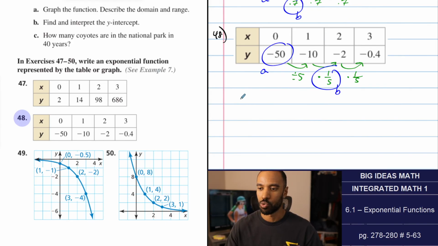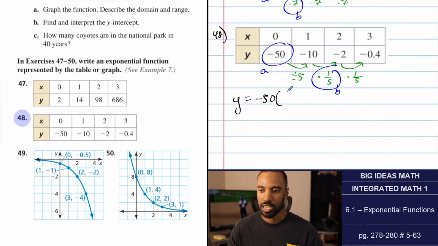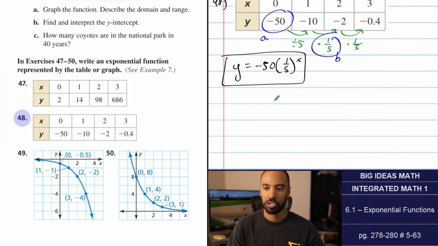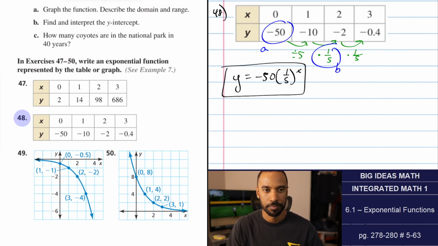So this equation is y equals negative 50 times 1/5 to the x power. Do not put times 5. Do not put divided by 5 to the x power. Exponential functions are represented through multiplication.